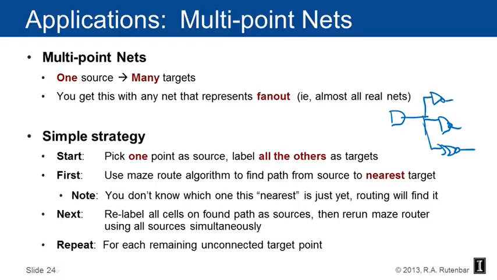And there's a surprisingly simple strategy that works okay. We'll talk through it in English, and then we'll show you an illustration. You pick one point as the source, and you label all the others as targets. So this is the first new thing, several targets. And then use the maze routing algorithm to find a path from the source to the nearest target. You don't know which one it is. You're going to route until you find a target. All right? Then you relabel all the cells on the found path as sources. And then you rerun the maze router using all of the sources simultaneously. That requires a picture to illustrate. And you just repeat this for every unconnected target point until you connect all the targets.